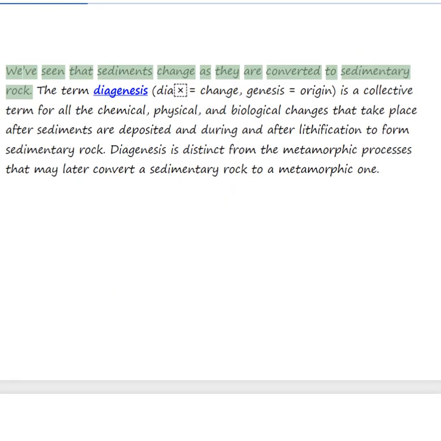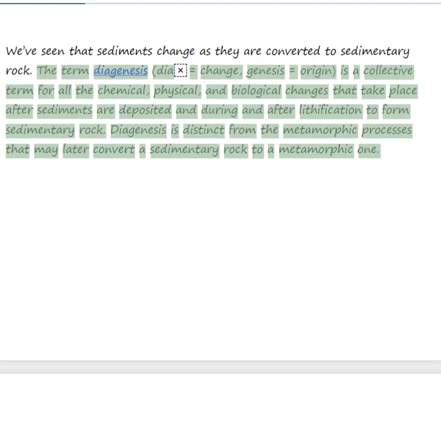We've seen that sediments change as they are converted to sedimentary rock. The term diagenesis is a collective term for all the chemical, physical, and biological changes that take place after sediments are deposited and during and after lithification to form sedimentary rock. Diagenesis is distinct from the metamorphic processes that may later convert a sedimentary rock to a metamorphic one.